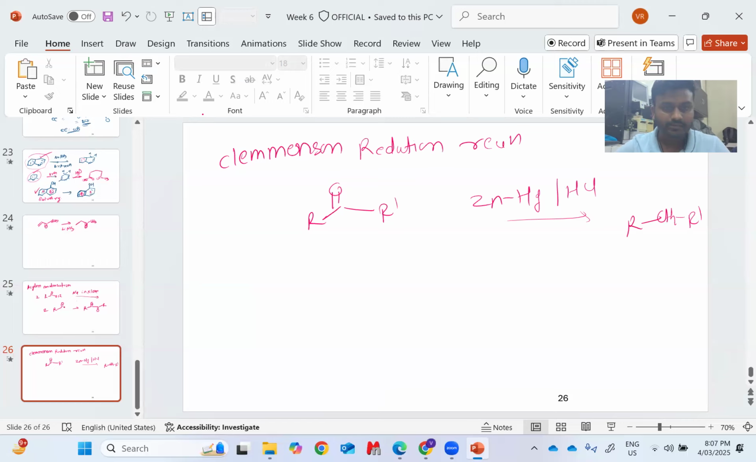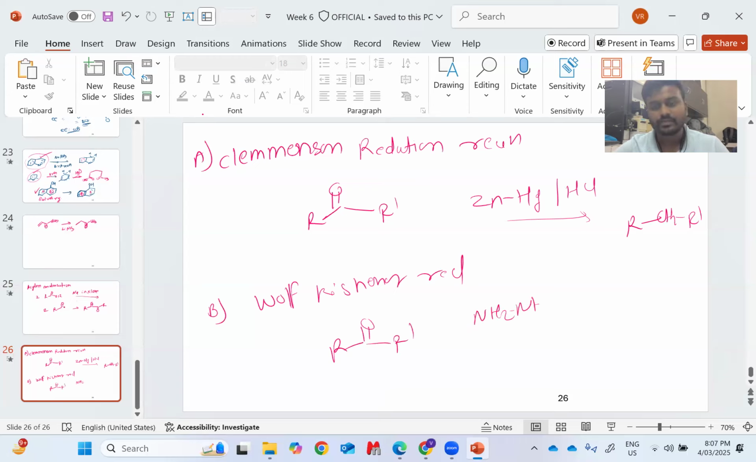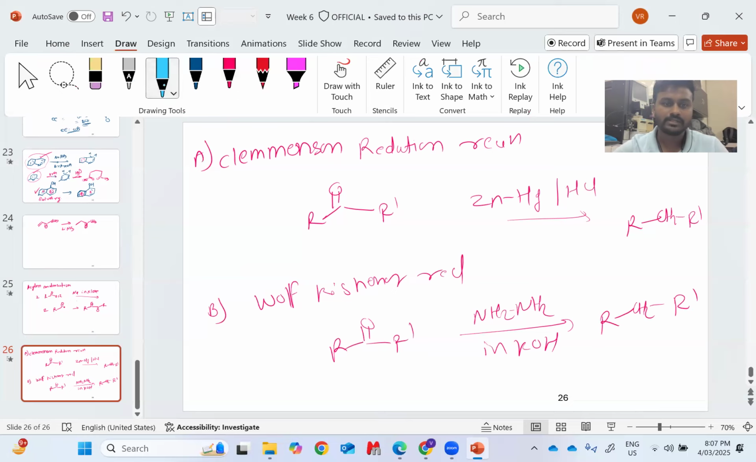And again there is another condition, the Wolff-Kishner reduction. In the same reaction, only under basic condition, which is NH2NH2 in KOH, the product is the same. So these are two different reaction conditions: one is the Clemmensen and another is the Wolff-Kishner reduction reaction. Both give the same product from the same starting material, but the conditions are different.